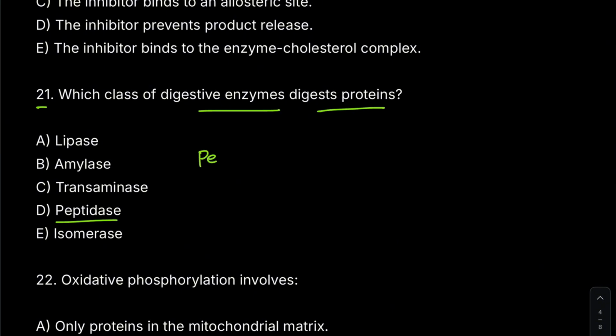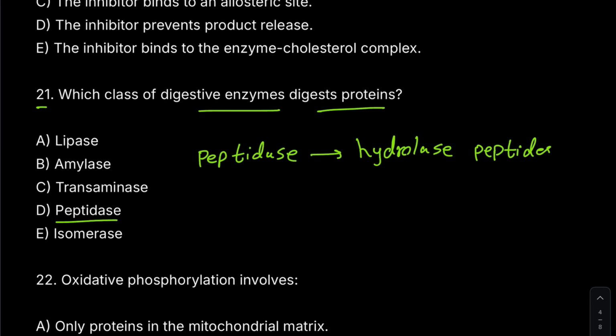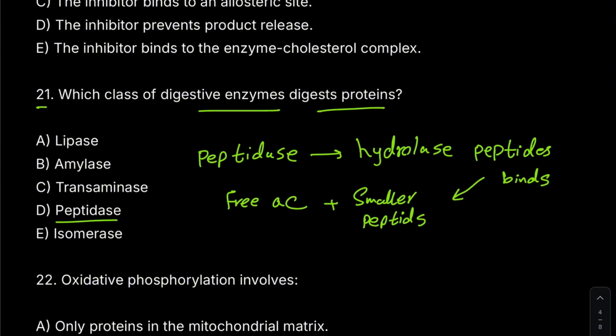Peptidase hydrolyzes peptide bonds, breaking protein into smaller peptides and eventually into free amino acids, for absorption in the small intestine. Got it, guys? It's an easy question.